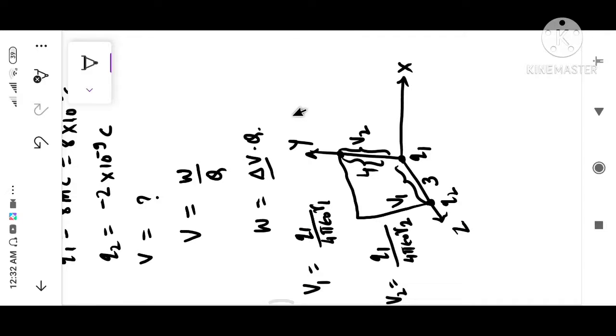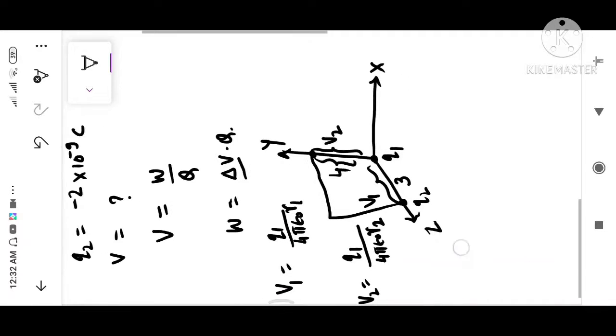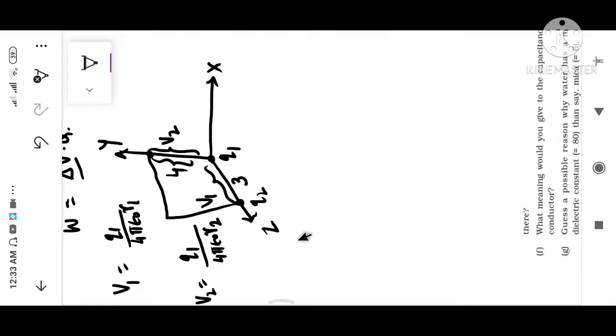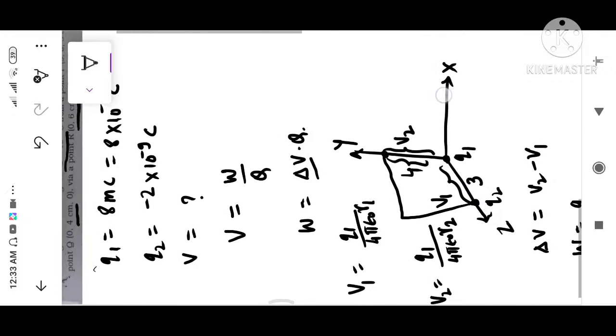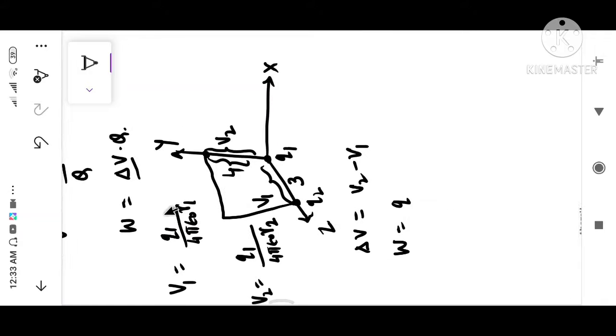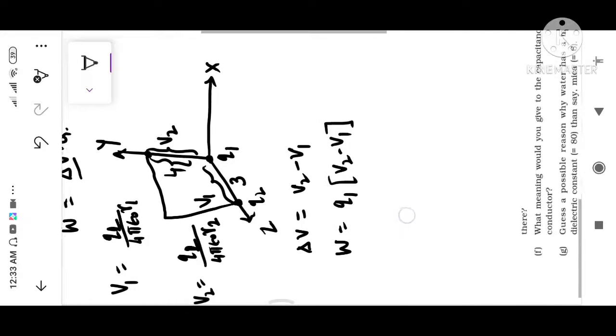So therefore you can write del V is equal to V2 minus V1, and then you can apply W is equal to Q2 times del V, or you can take Q1, no problem. So this is Q1 into V2 minus V1. Now substitute the values, you will get the answer.